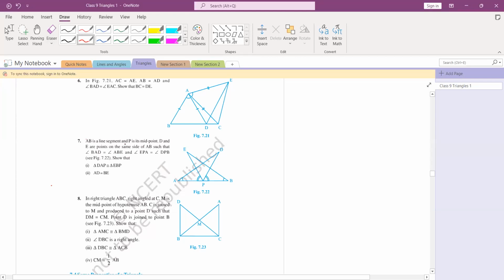Question number 7. AB is a line segment. P is its midpoint. Fine. Very good. So it is given that P is midpoint. So what is given to you? That AP is equal to BP, because P is the midpoint of AB.